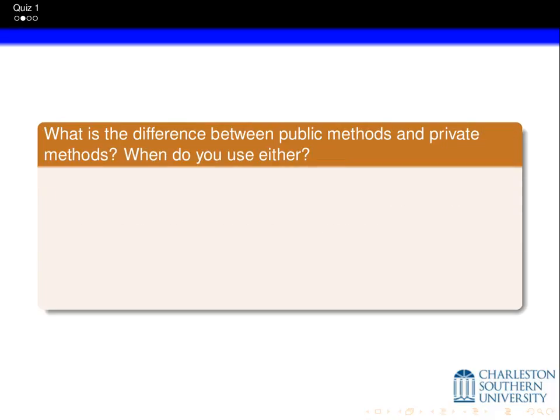What's the difference between public and private methods, and when do you use either? Public methods can be accessed by anyone. Okay, so public is accessed by anyone, and private cannot be changed by another class or function. It can't be changed, not just changed, but it can't be accessed by another class. So why would we do this?